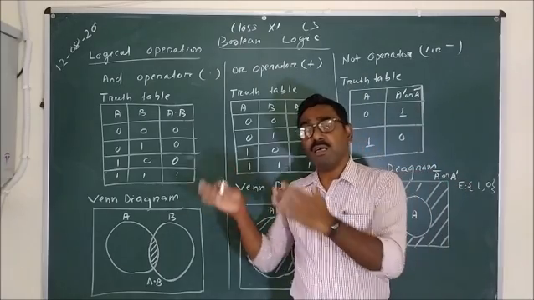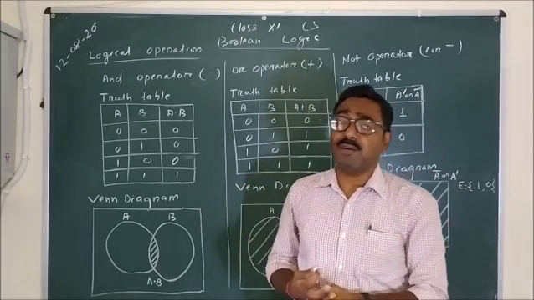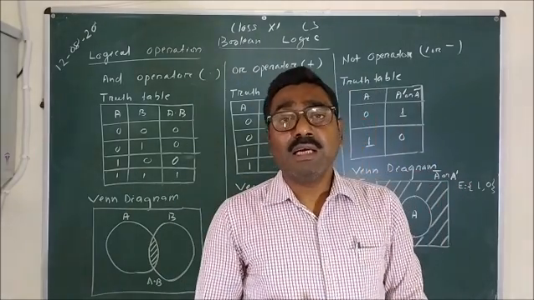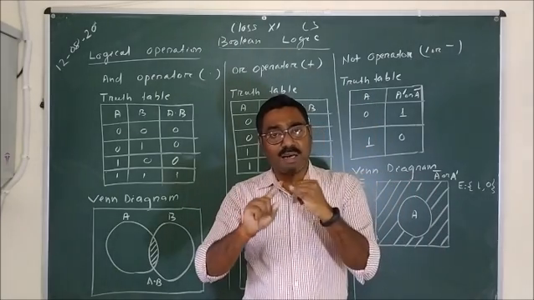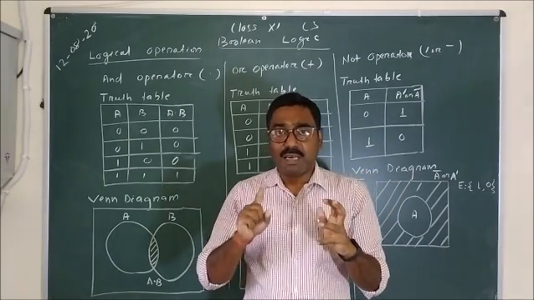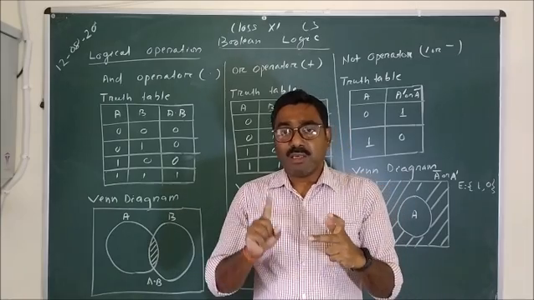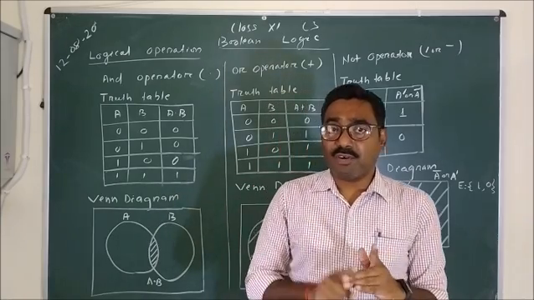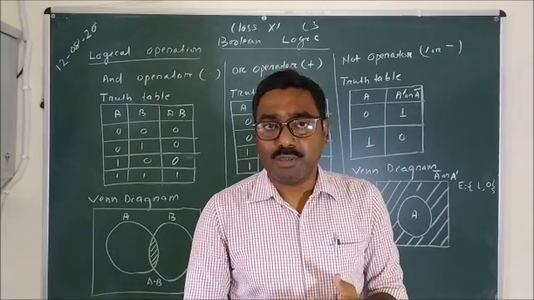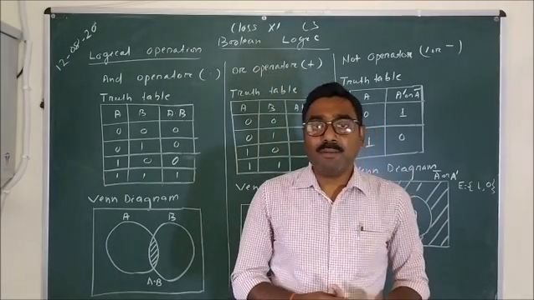Before going for this logical operation, you should know about four things: what is a binary quantity, what is a binary variable, what is a truth table, and what are fallacy and tautology. So this much for today.